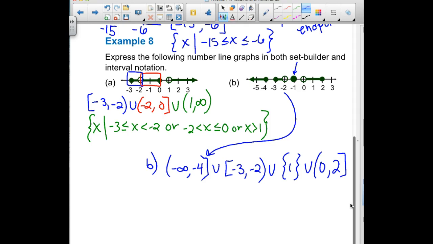And then our set builder notation. Here we want x to be less than or equal to negative 4, or negative 3 is less than or equal to x, less than negative 2, or x could be 1. Sorry, that should be a negative 1. Or 0 could be less than x, and x is less than or equal to a positive 2.